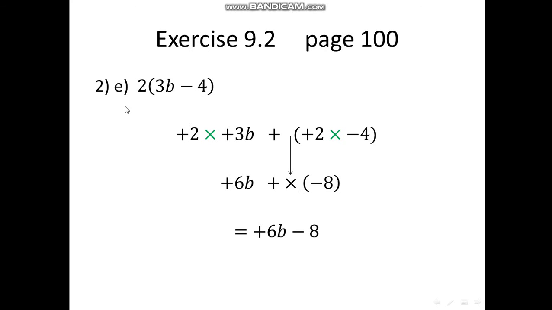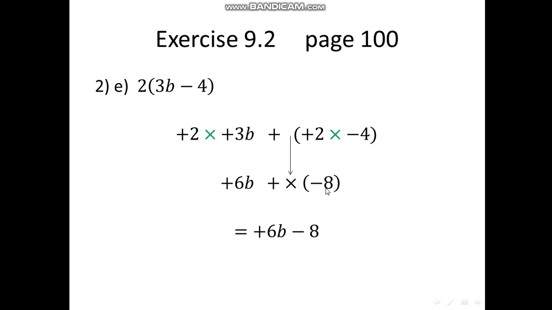2 times 3b minus 4. The 2 is multiplied by what's inside the bracket. 2 times 3b is going to be 6b, and plus, the blue plus, remember, and then the 2 multiplied by minus 4, plus 2, because there's no sign here, multiplied by minus 4. So plus times minus gives me minus. 2 times 4 gives me 8.